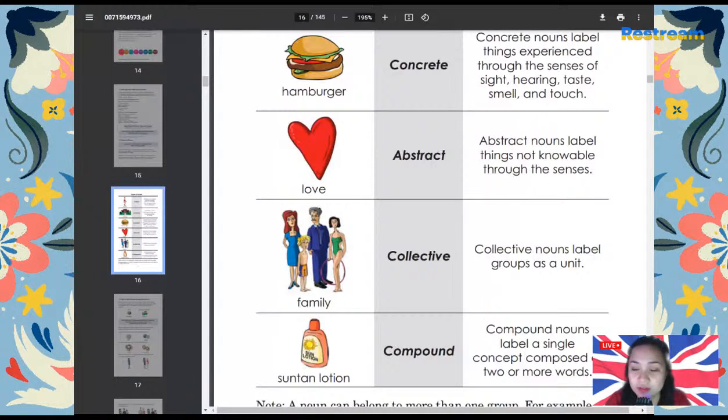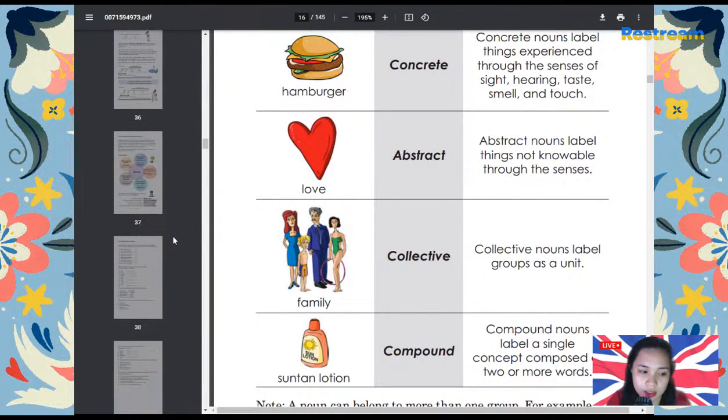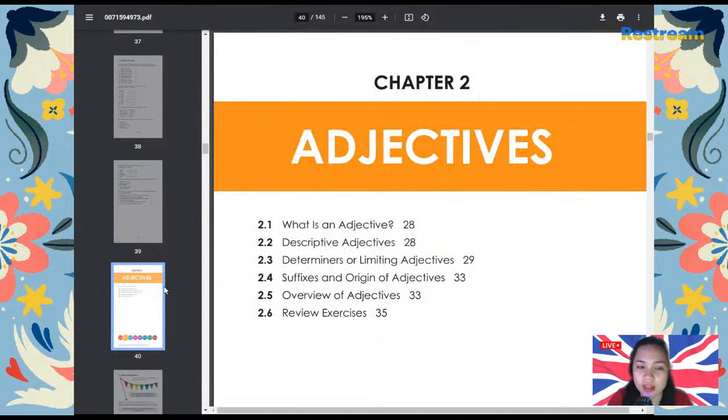Sadly we have to end, but don't worry, we'll still have a next session tomorrow, same time. I hope you still review this topic about nouns because we are going to move on to the next part of speech, which is the adjectives. That will be the next class schedule, tomorrow, same time as we started.